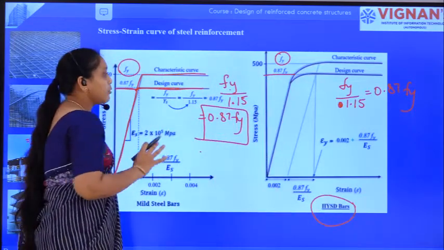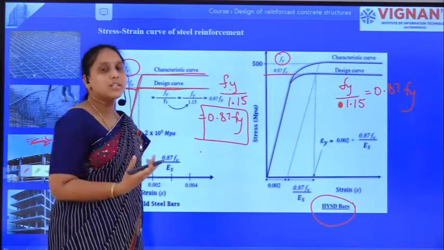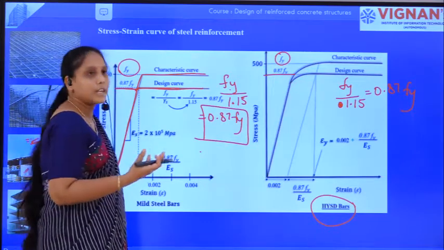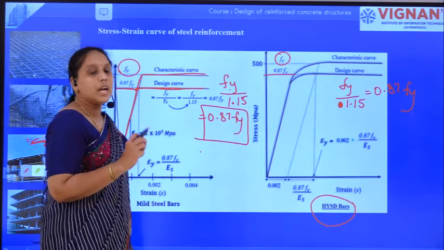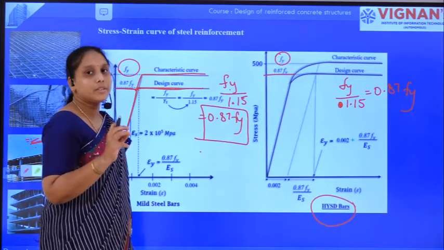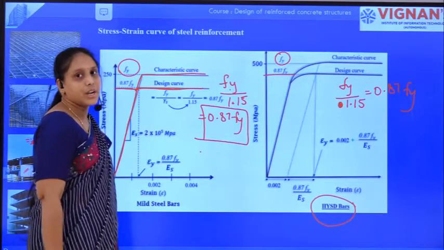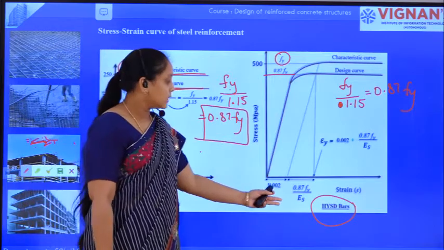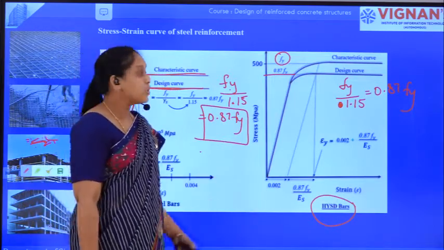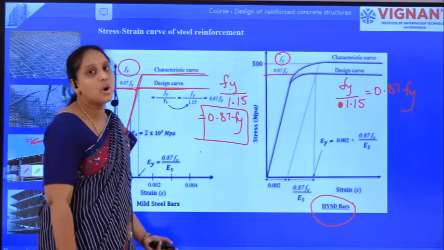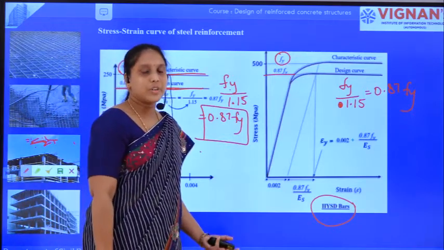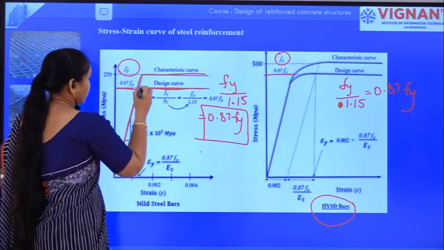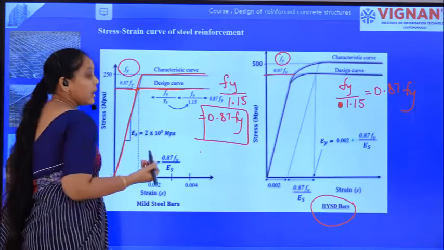Now if you observe, generally for the mild steel bars, each and every point is specifically determined, that is the yield point, the ultimate point. Every point is clearly defined in the stress strain curve for the mild steel bars. It is not the same case for the HYSD bars. For the HYSD bars, the yield point is not specifically shown. Here in the design curve for mild steel bars, here is our yield point.